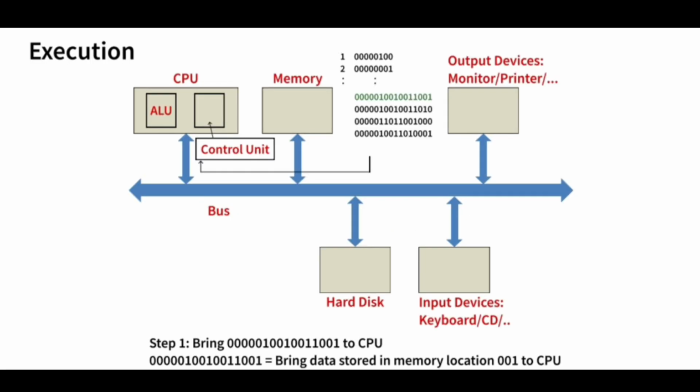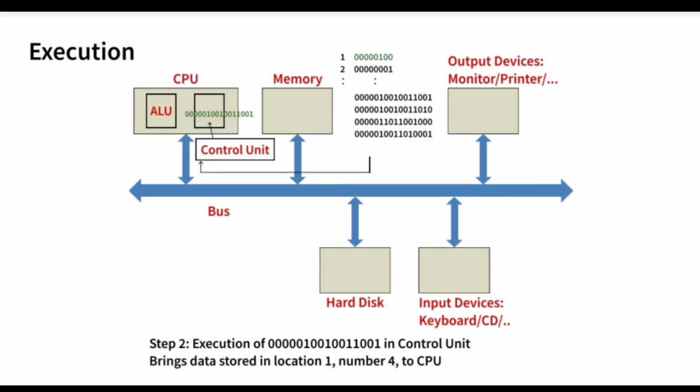And when it comes to the execution, you can see that the highlighted green number is brought to the CPU. Then whatever data is stored in memory location 001 is brought to the CPU. Then in step 2, execution of the given number takes place in the control unit of the CPU. If it requires any data, it takes the data from location 1 and gives the number 4 to the CPU.